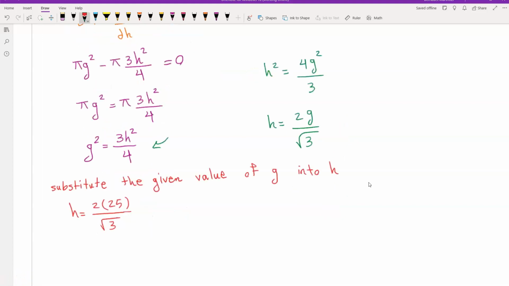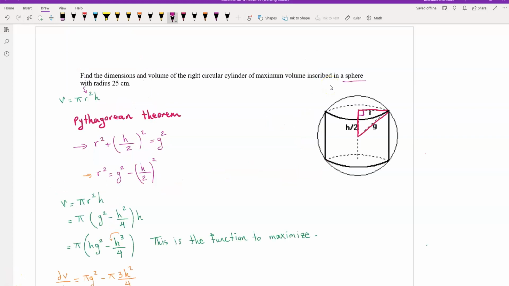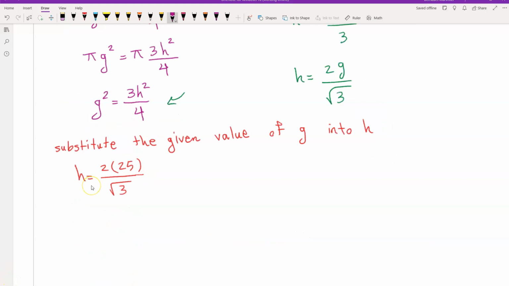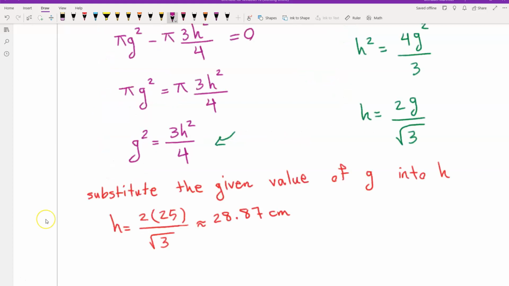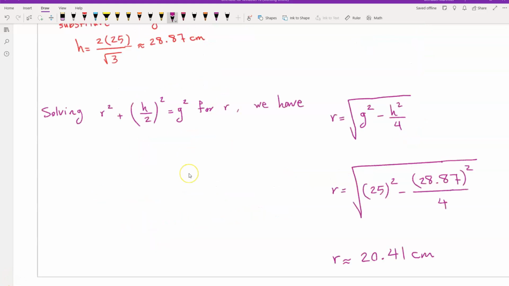Now substitute the given value of g into h. So for a sphere with radius 25 centimeters, g is 25, and h is equal to 2g divided by square root of 3. So h is equal to 2 times 25 divided by square root of 3. Rounding to 2 decimal places, the answer is 28.87 centimeters. Next step, here we have r squared plus h divided by 2 squared equal to g squared.